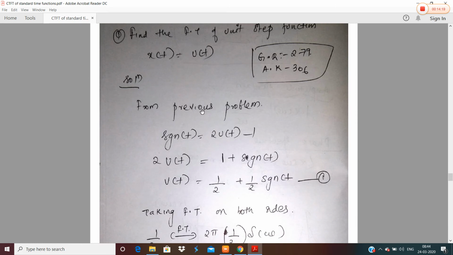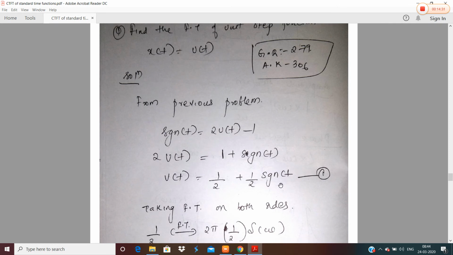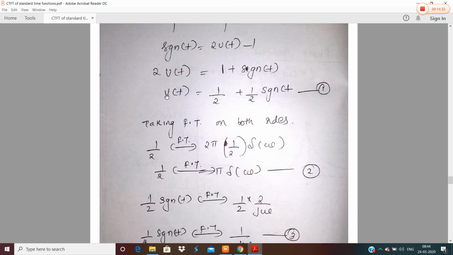That is signum of t is equal to 2 into u of t minus 1. Just rearrange the previous equation. Hence 2 into u of t is what? It is just 1 plus signum of t. And u of t is half plus half signum of t. That is your u of t. Now we'll take the Fourier transform on both the sides. U of t, you should take the Fourier transform, that is step by step we'll take.